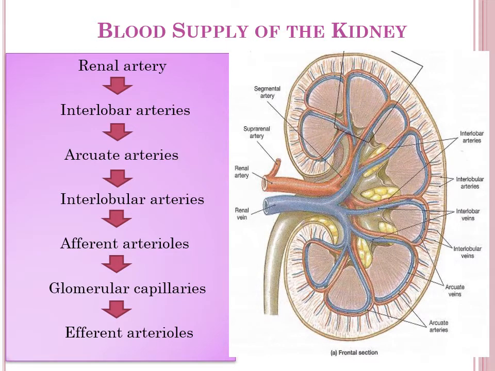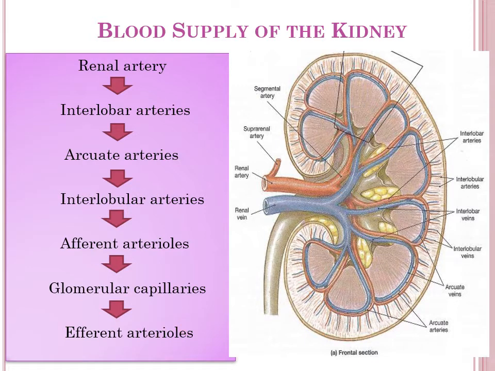So now the major blood vessel supplying the blood to the kidney is the renal artery. That renal artery will divide into multiple branches known as interlobar arteries, that will divide into arcuate arteries, that will divide into interlobular arteries, that will ultimately divide into afferent arterioles, which you have been taught during the structure of the nephron. That will continue as the glomerular capillary, and that capillary will combine to form an efferent arteriole.